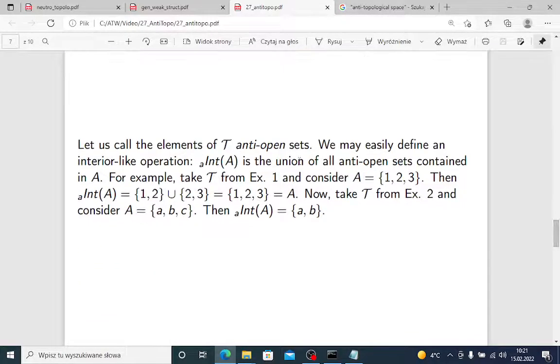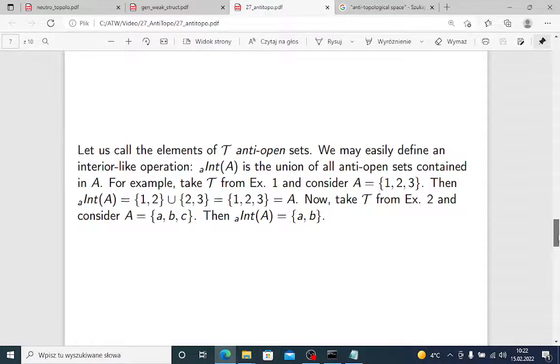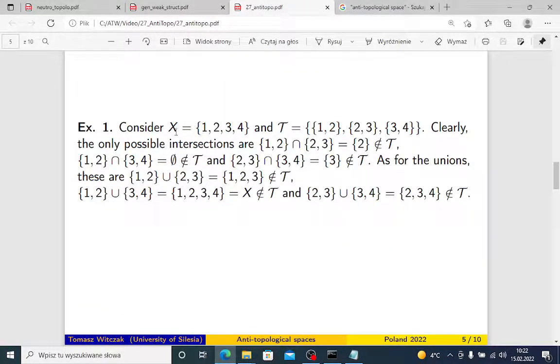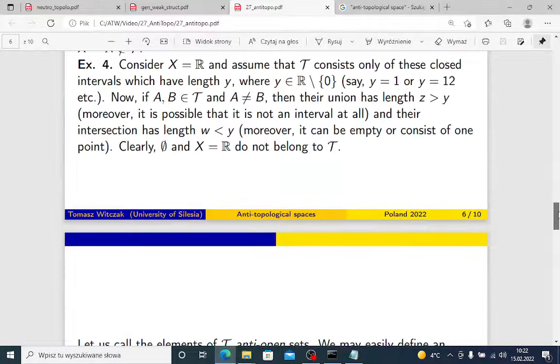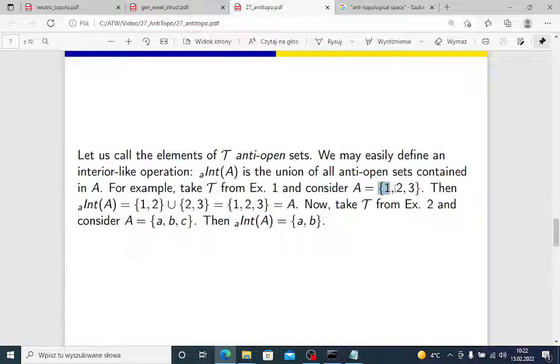Let us call the elements of T, this is our own invention, anti-open sets. And we may easily define an interior-like operation. We may define the anti-interior of any set A as the union of all anti-open sets contained in A. For example, take T from example 1, as you can see, and consider {1,2,3} as our set A. Then its anti-interior consists of {1,2} plus {2,3}. It's {1,2,3}, identical with A.